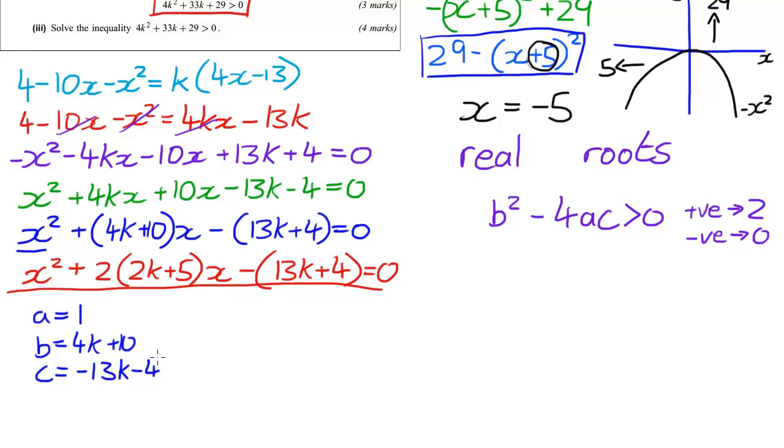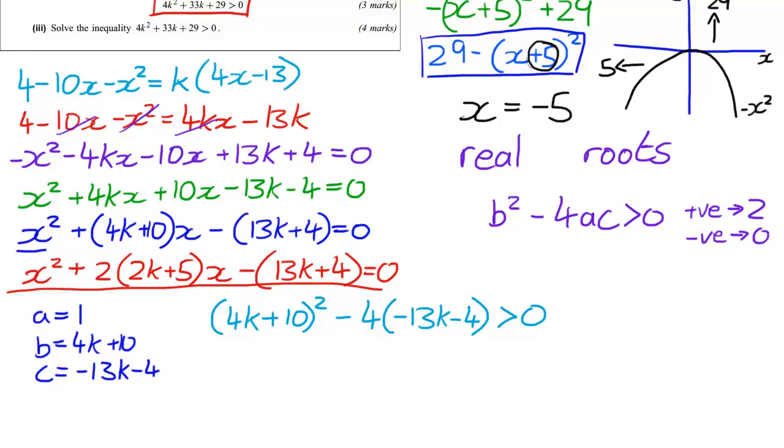So let's have a look at what we've got. So we have b squared, which is going to be 4k plus 10 all squared. It's important to take your time with this, by the way. This question gets very messy very quickly. So 4k plus 10 squared, then minus 4 times 1, which is 4, times minus 13k minus 4. So we have to prove that this is greater than 0.